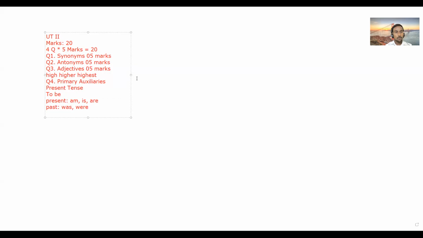Then let's go for the to do forms. So which are the to do forms in the present? Do and does. The to do form in the past: did. Then we also have to have forms.